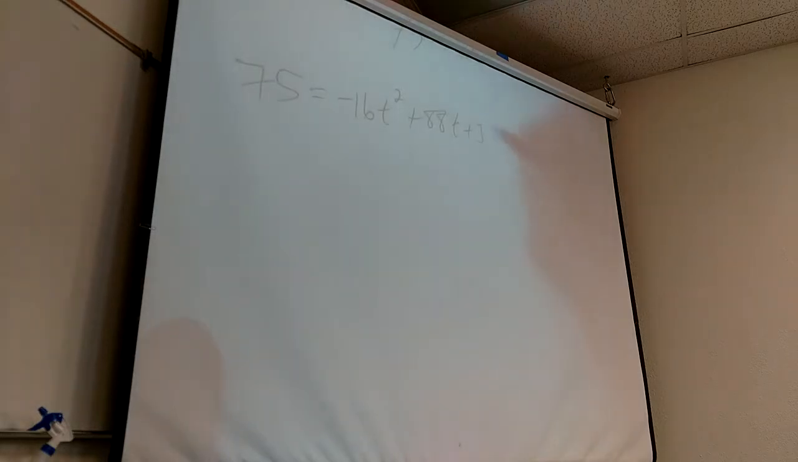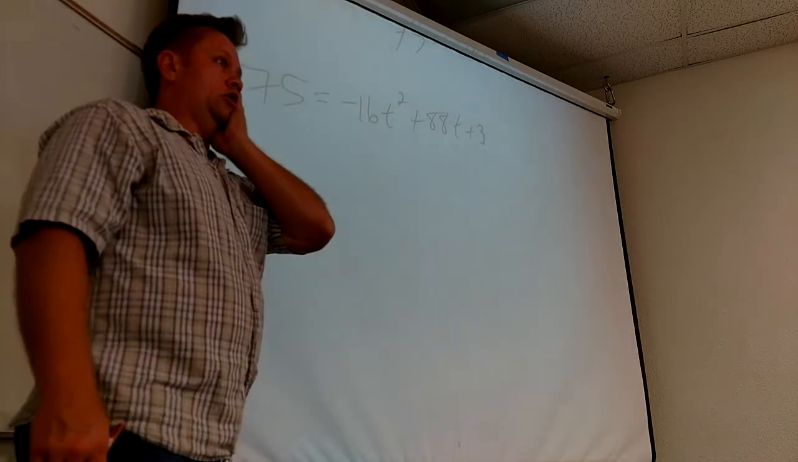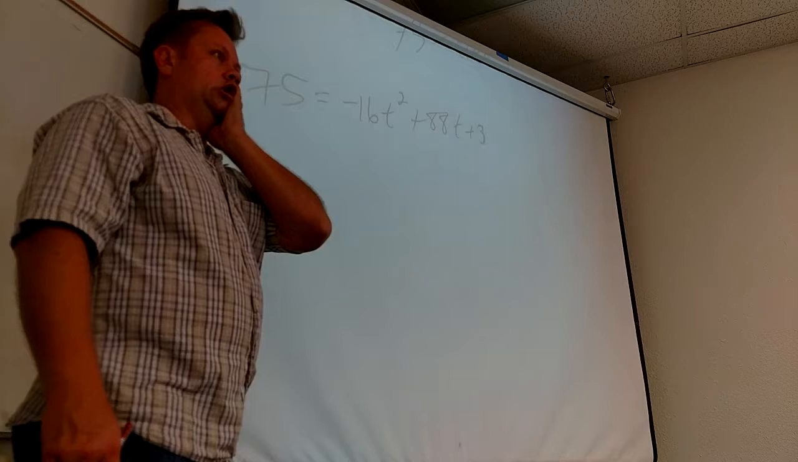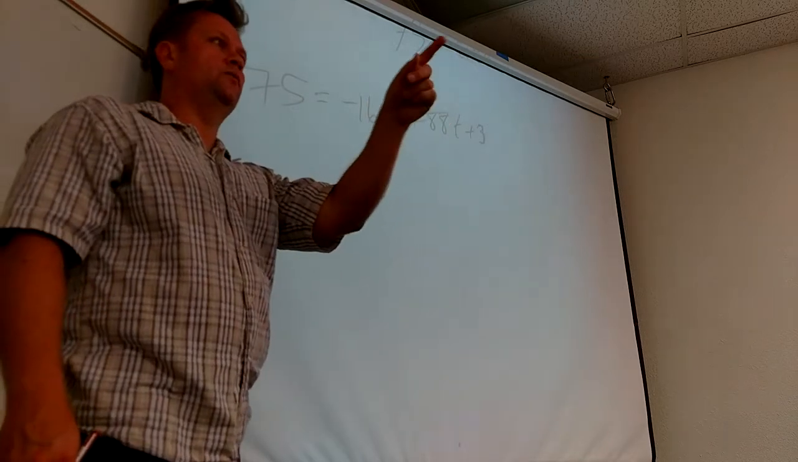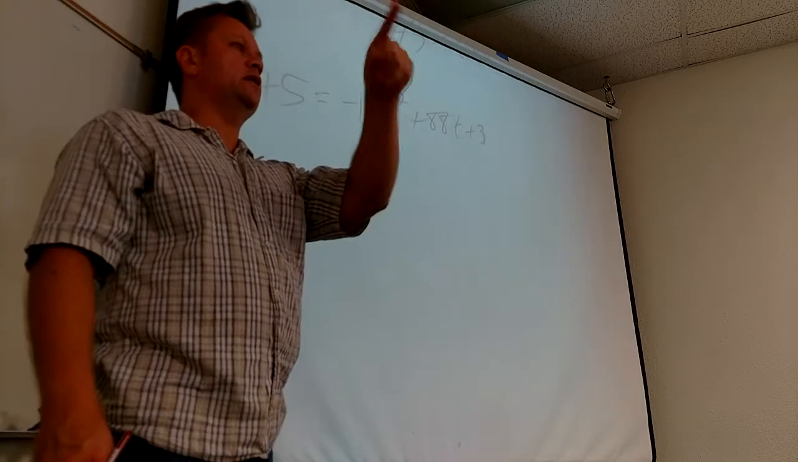There you go, Jeff. That's a 3. Pretend like that's a 3 for me. So, how would you solve this thing? Yes, good. Get it equal to 0. Don't factor it yet. I got to get it equal to 0 first, and then I factor it.